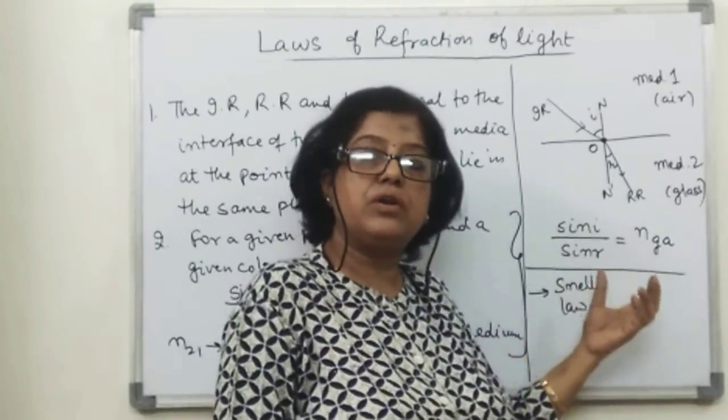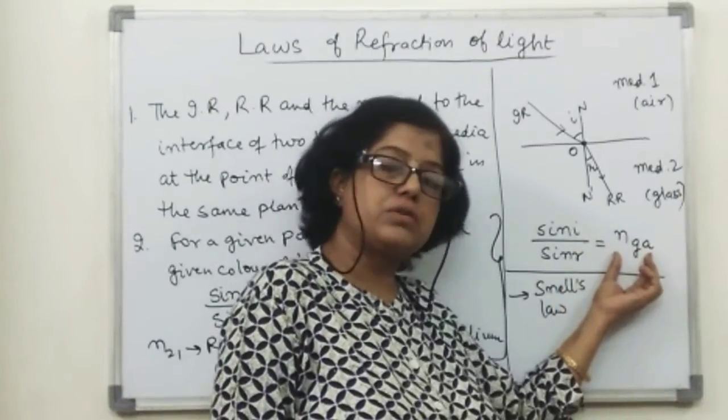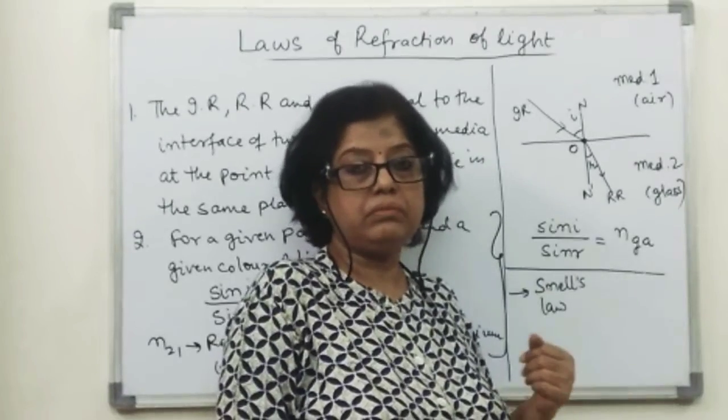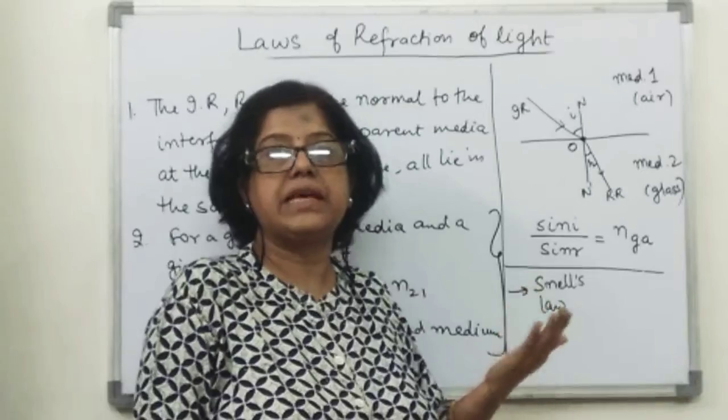So actually this value decides the value of R. The value of R depends on this value, n, the refractive index. So refractive index tells us to what extent bending of light takes place.